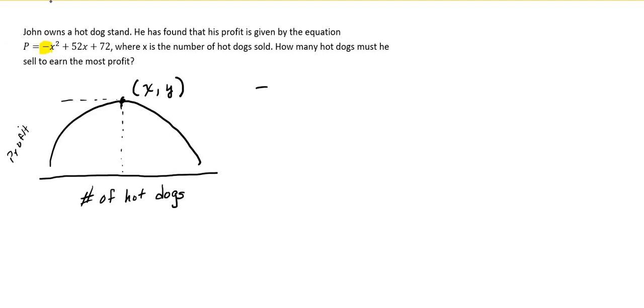The X coordinate of the vertex is negative B over 2A. So negative 52 divided by 2 times negative 1, and that's 26.